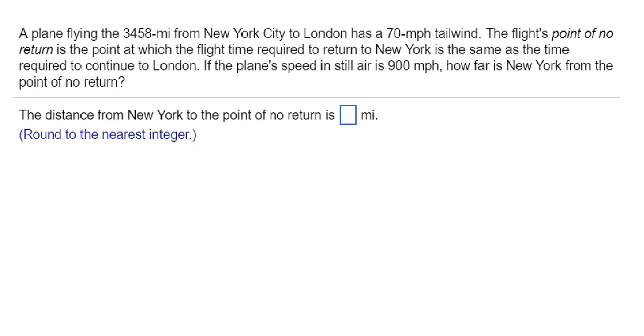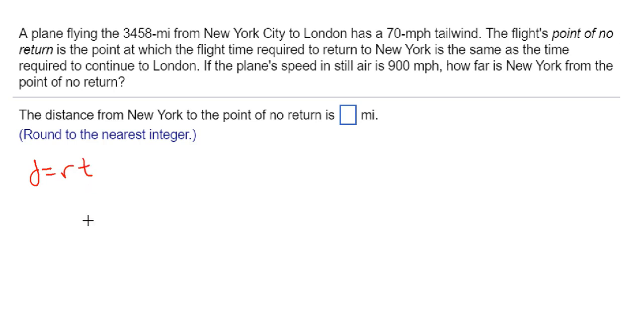The flight's point of no return is the point at which the flight time required to return to New York is the same as the time required to continue to London. If the plane's speed in still air is 900 miles per hour, how far is New York from the point of no return? Okay, so this problem is a distance, rate, and time problem.